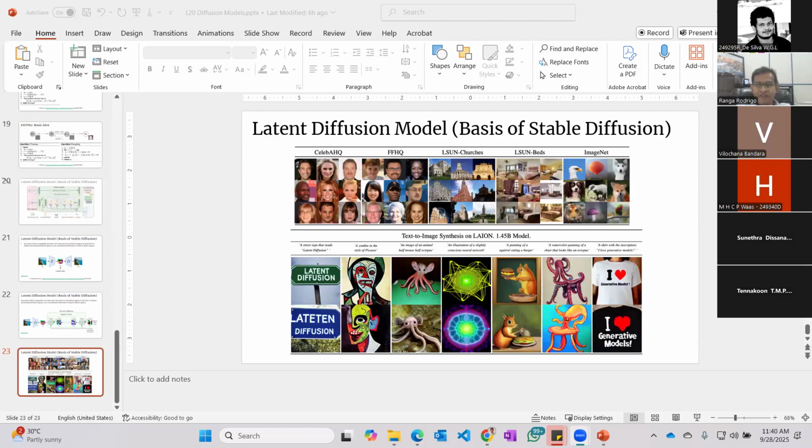Question: Most of the image generation models require hardware. Can we use edge devices like mobiles for this? That's a good question. You need the GPUs for this. Mobile-based image generation. Actually, I don't know the answer. I have to check whether it's possible to use the mobile.